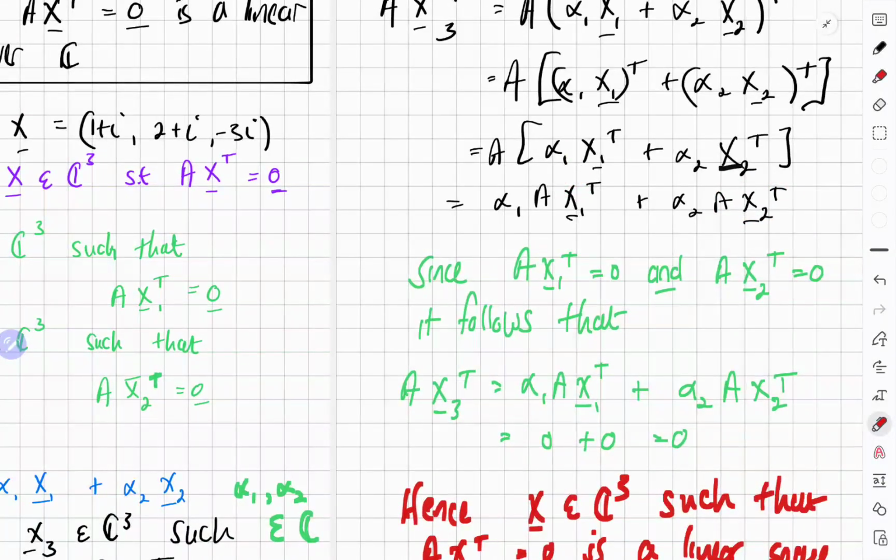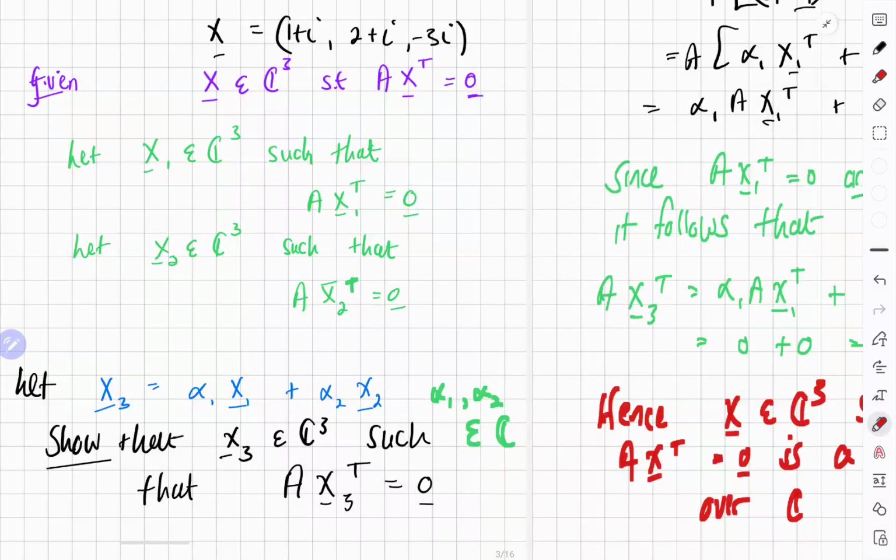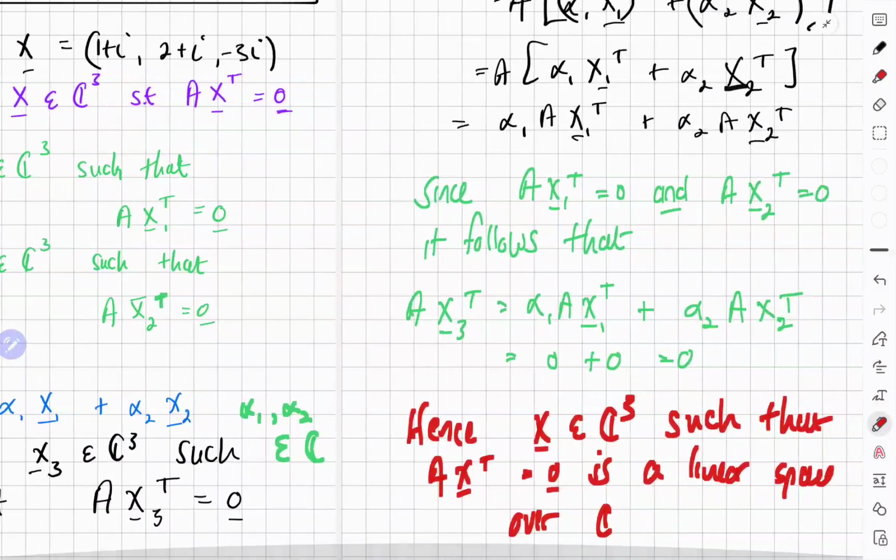Now, what do I know? I know that a scalar times 0 will just be 0. And here, the same, a scalar times 0 will be 0. And there, what have I proven? I have proven that the x in C3 has the property that A product x3 transpose is in fact the 0.